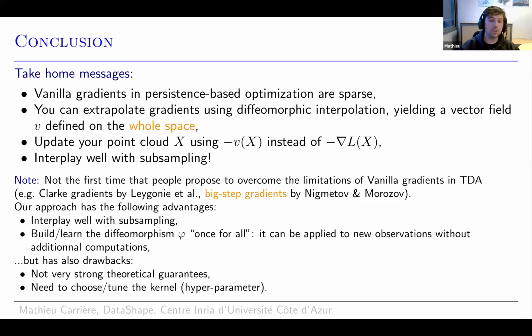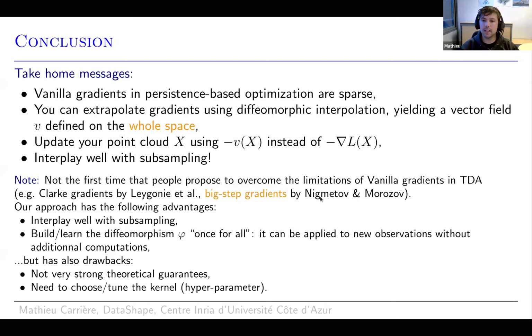Note also that we're not the only ones that have looked at those limitations of vanilla gradients. There are other extensions, more from a mathematical point of view, like extending the gradients in a gradient sampling way by using the stratification of the data induced by the filtration. In this approach, you get a better control of the rate of convergence of the gradient optimization process.